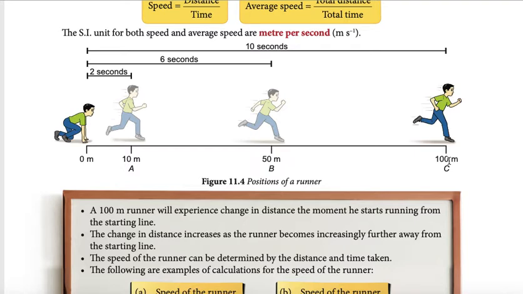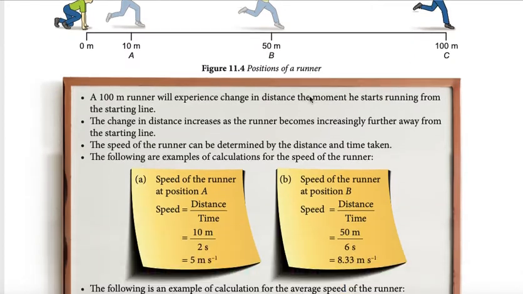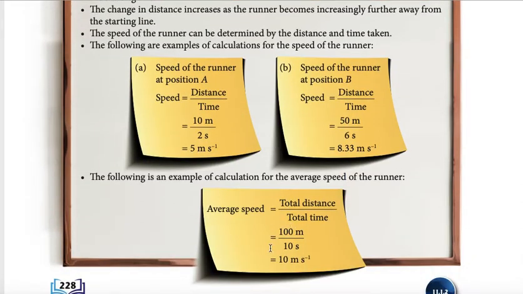And he finished 100 meter distance by only 10 seconds. Therefore, we substitute 100 meter and 10 seconds in the formula here. Therefore, we will get the average speed is equals to 10 meter per second. Purata laju pelari ini ialah 10 meter per saat.